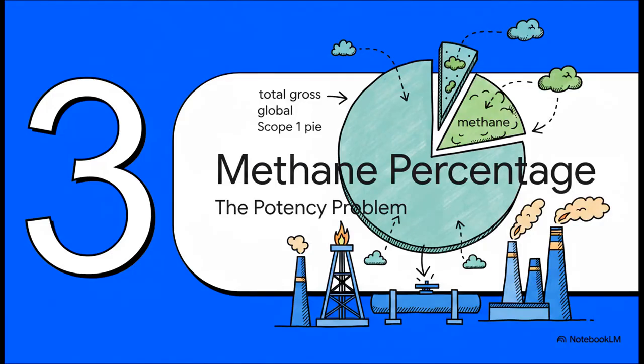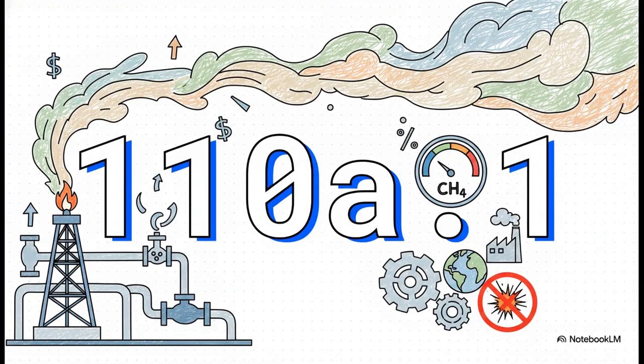Section 3. Tracking the methane percentage, the potency problem. Now you might be wondering, out of all those 7 Kyoto gases we just talked about, why does methane get its very own percentage metric in the 11A.1 standard? Well, with natural gas production from shale resources expanding so rapidly, managing methane has literally become a massive operational, reputational, and regulatory risk for exploration and production entities.